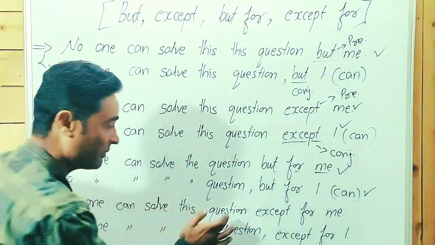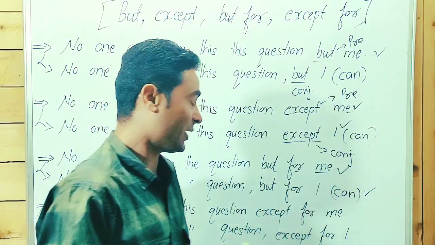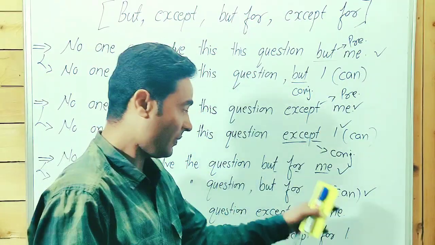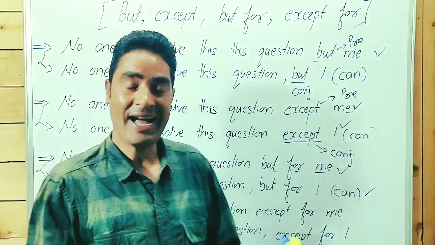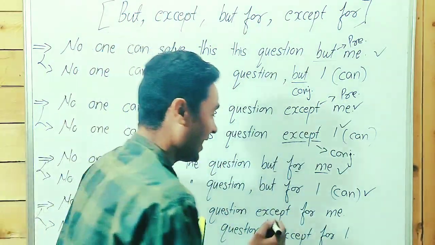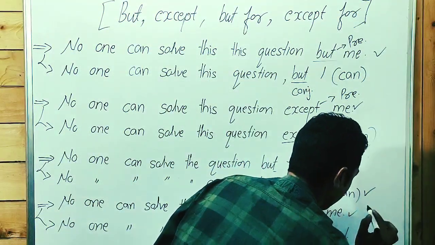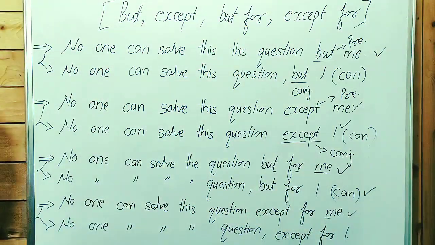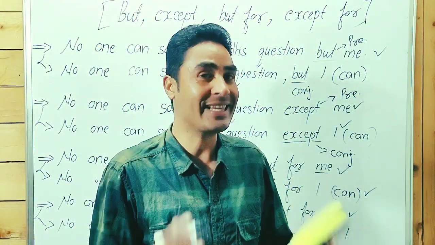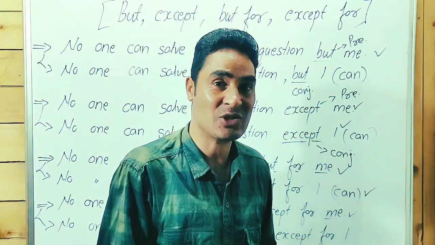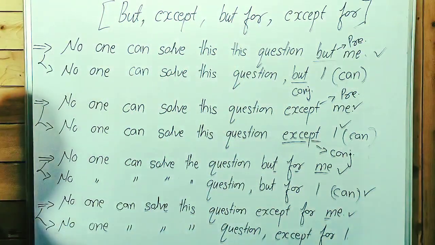No one can solve this question except for me. Except for has been used over here as a preposition. After a preposition we use the objective case. Correct sentence: No one can solve this question except for me. Another version is: No one can solve this question except for I can. Can is understood over here. I hope you have understood.